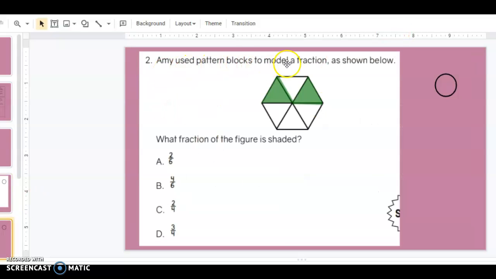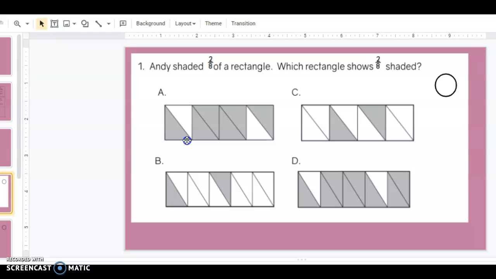Amy used pattern blocks to form a fraction as shown below. What fraction of the figure is shaded? On your piece of paper, number 2, I want you to tell me the fraction that is shaded from these pattern blocks. So for number 1, I want you guys to do this on a piece of paper, and I want you to send me a picture of your work.